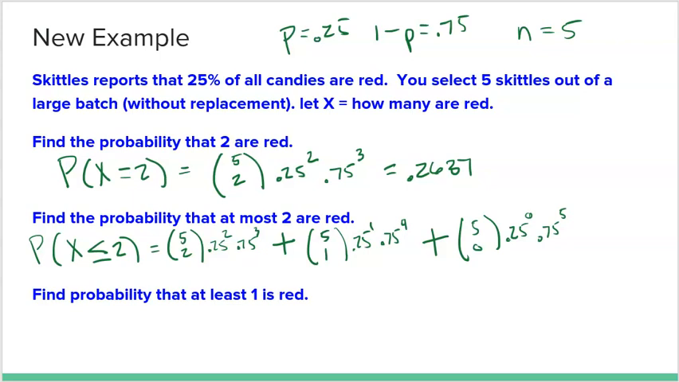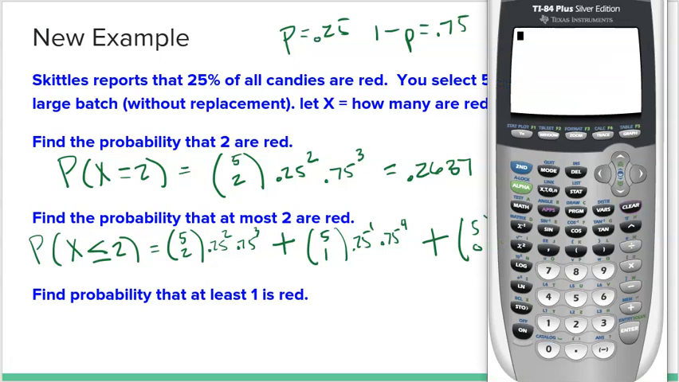Now, I am going to use CDF to get this answer a lot faster. 2nd Vars. Remember, CDF is built to find the number you type in or less. So 5 Skittles, 0.25 is the probability of getting a red successful Skittle. And I'm going to type in a 2. Because I'm doing a CDF, not only is it going to do 2, it's also going to do 1, it's also going to do 0, and it's going to add them all together for me. So it's going to make my job a lot faster, 0.8965.